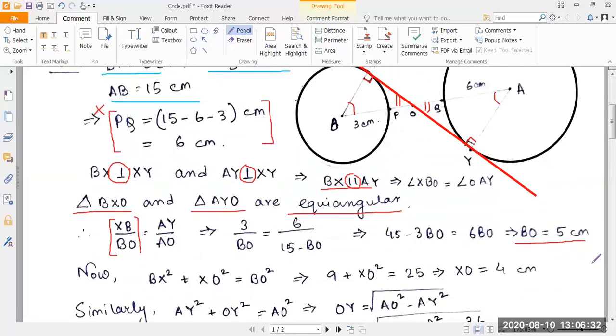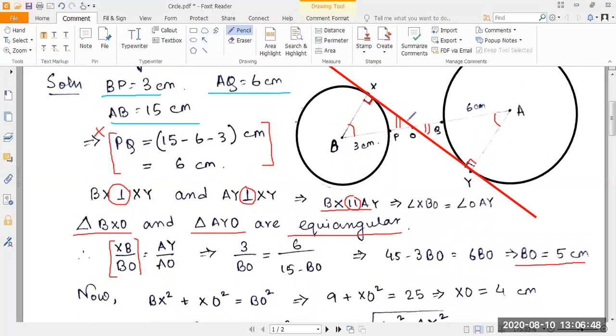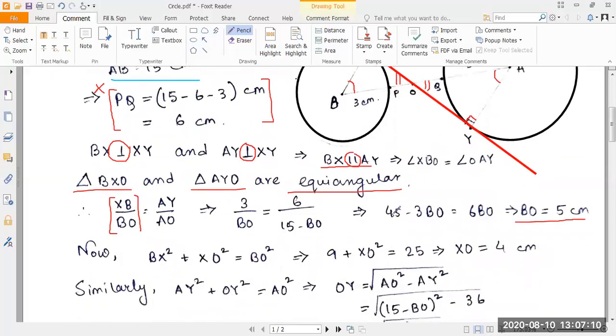Next, what I do is I take this triangle. I take BX square. I already know this is a right angle triangle, so I can use the Pythagoras theorem. I say BX square plus XO square equals BO square. So that's the Pythagorean theorem. And I replace BX with 3. I keep XO unknown, and instead of BO, I replace it with 5 square. So this one again becomes an equation with XO, and solving that I get XO equals 4 centimeter.